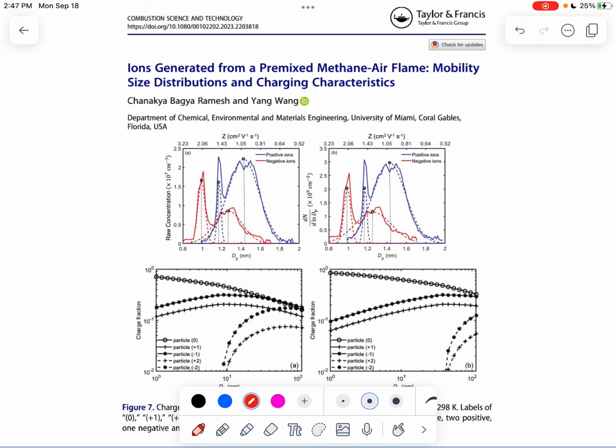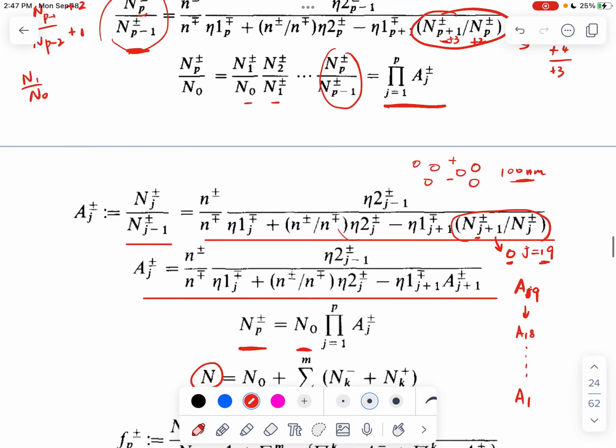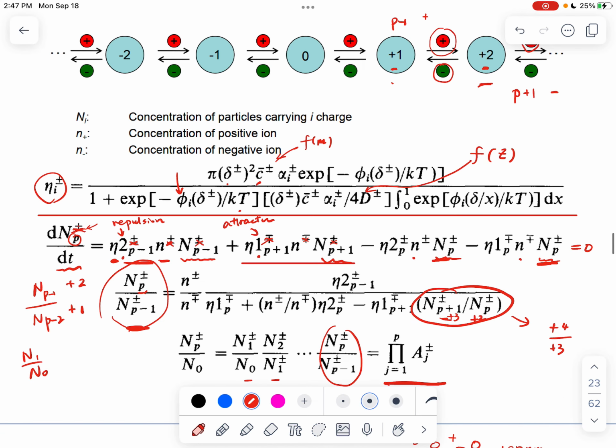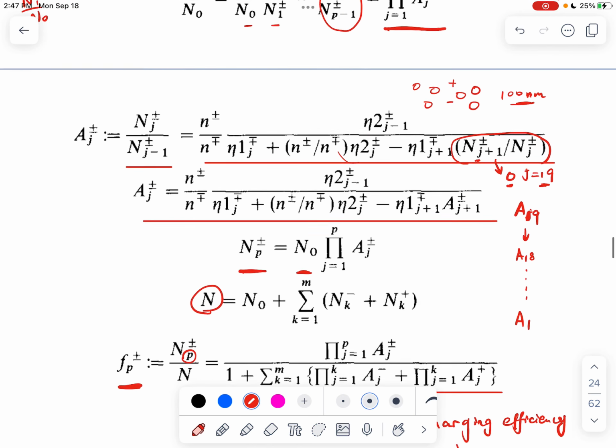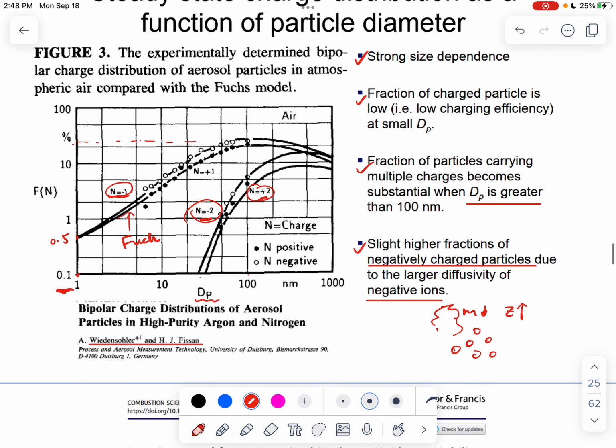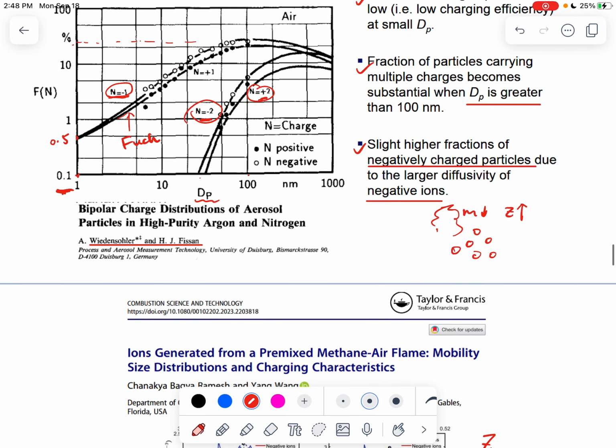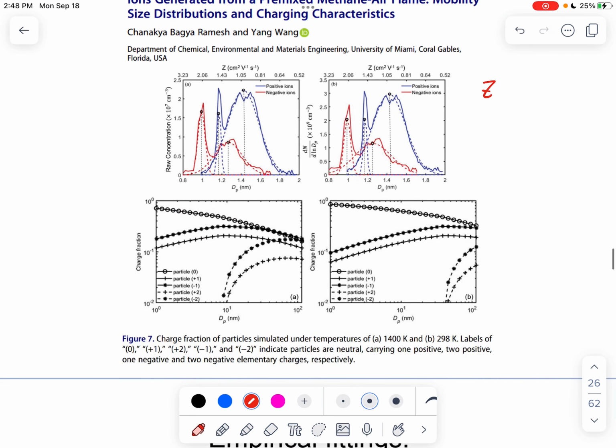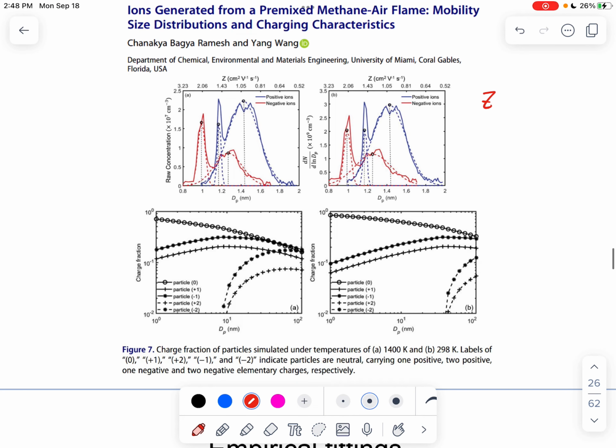So basically, Shinakia used our high-resolution DMS system to measure what is the mobility. So basically, we could repeat the calculation over here to calculate what is combination coefficient, and then use these equations to find out what is the charged fraction or the charge distribution of the particles. So then we calculate the condition under the high temperature scenario, where the flame is actually lighted, and then under low temperature condition, which is more like a room temperature condition.